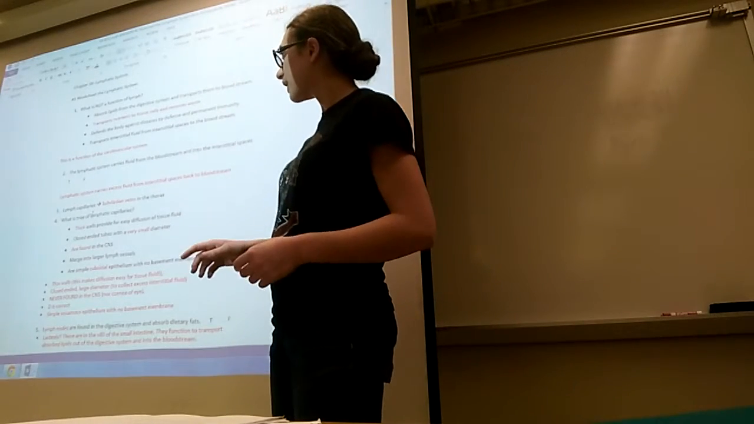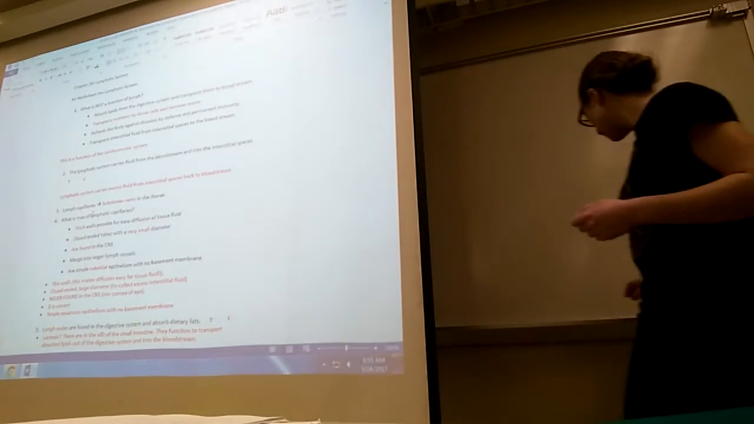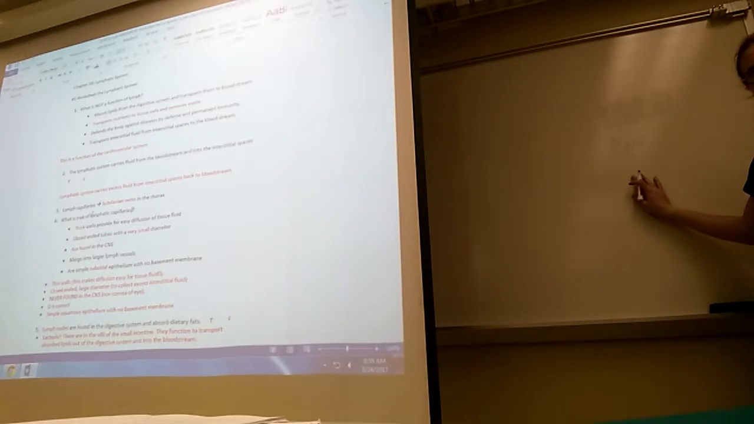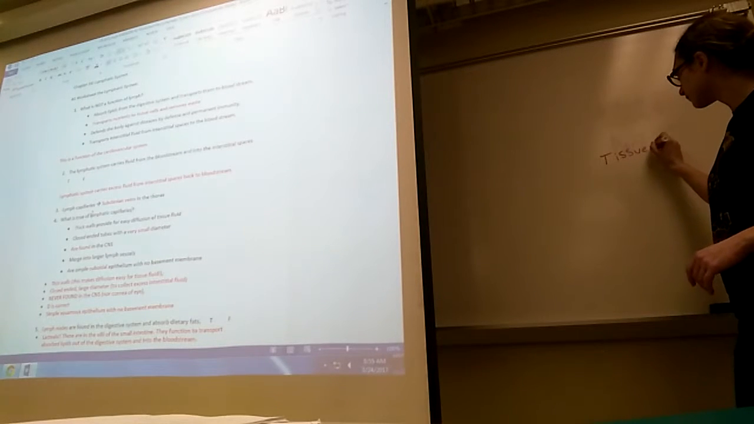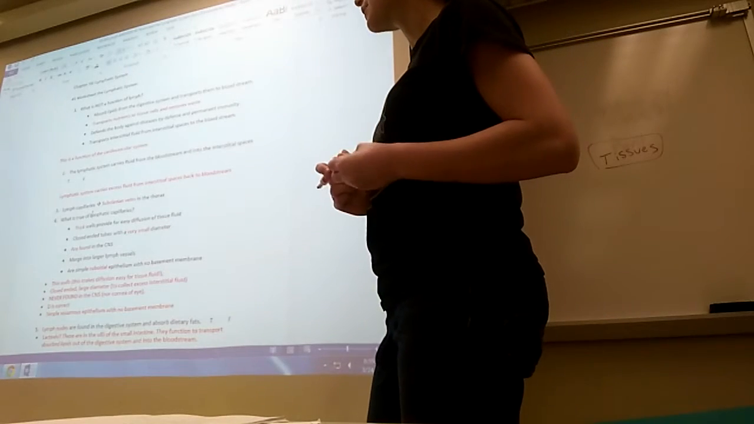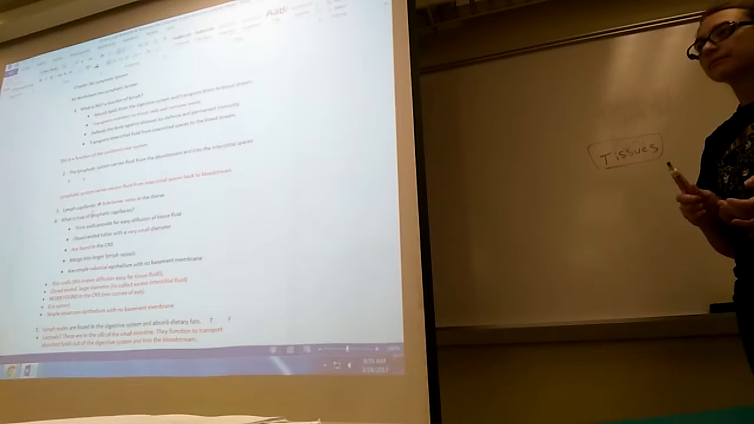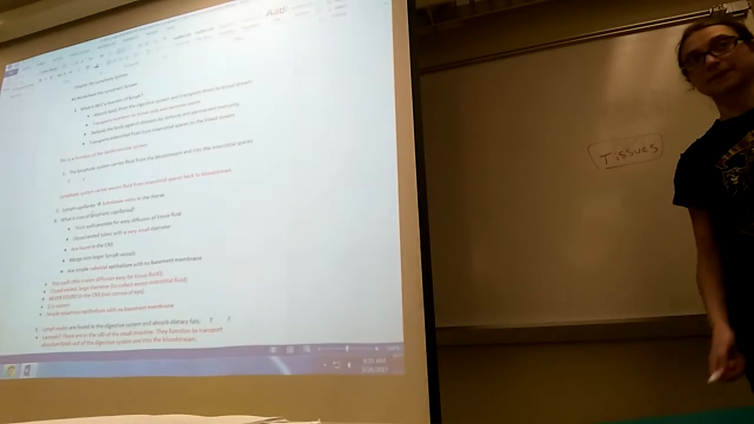Lymph also transports interstitial fluid from the interstitial spaces to the bloodstream. Do you guys know what interstitial spaces are? Spaces in the tissues. Yeah, so it's from the tissues. And it just regulates fluid balance. So what happens when you have too much fluid in your tissues? What is that called? Edema, yep.